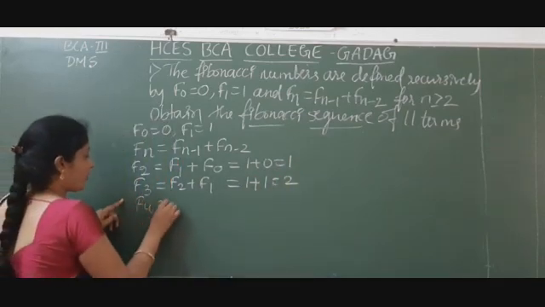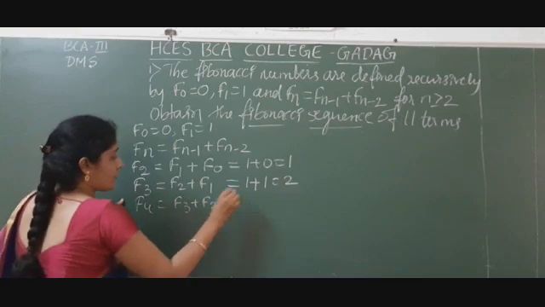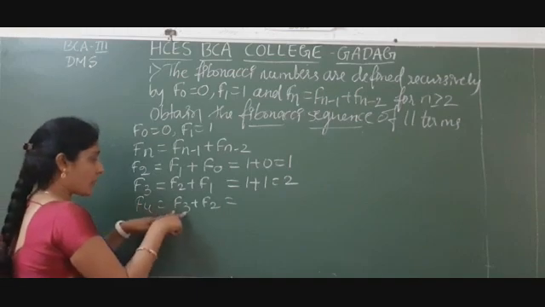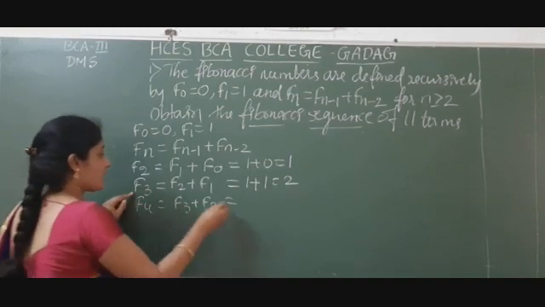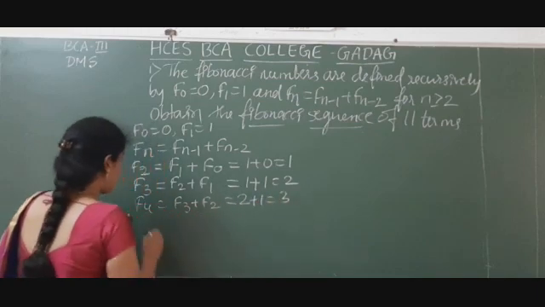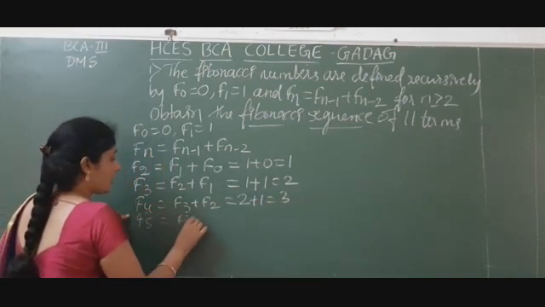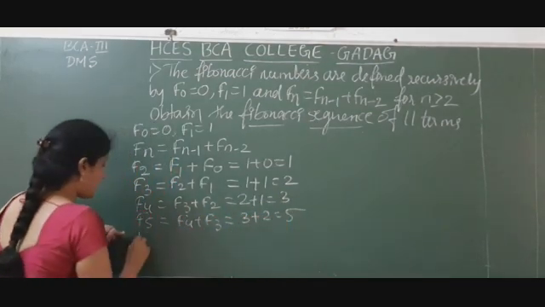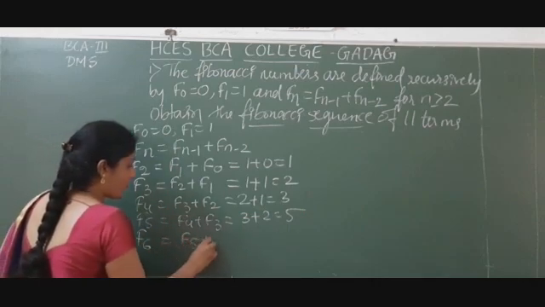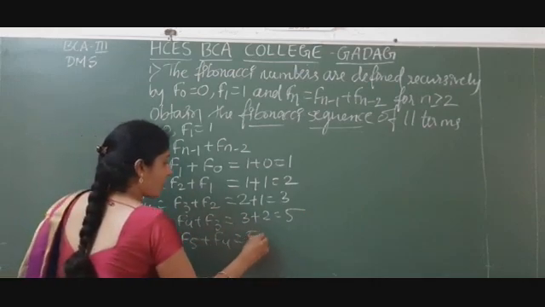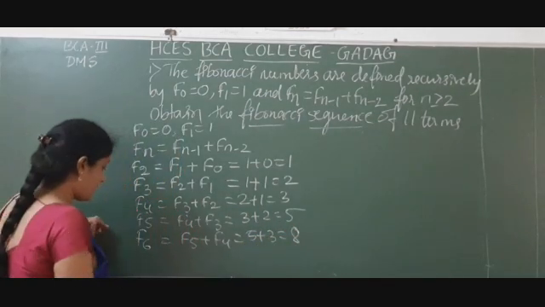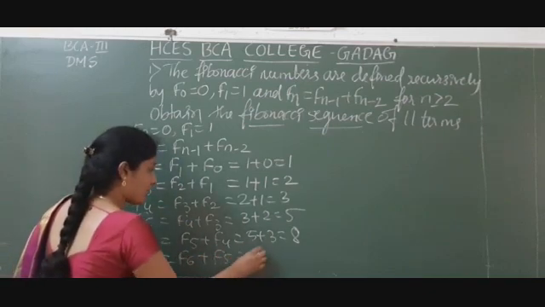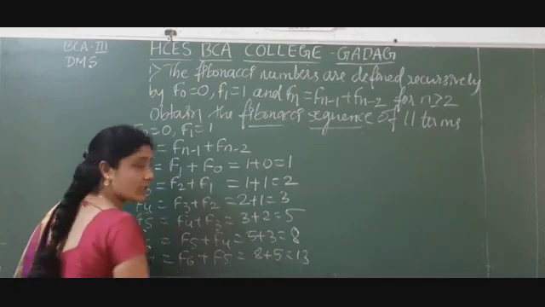Next, f4 equal to what? f3 plus f2. That is, the next number is equal to the present number plus the previous number. So what is that? 2 plus 1, 3. Next, f5 equal to f4 plus f3, and that is 3 plus 2, 5. Next, f6 equal to f5 plus f4, which is 5 plus 3 and 8 it is. And then f7 equal to f6 plus f5, which is 8 plus 5, and it is 13.